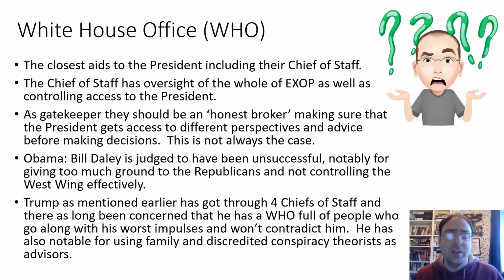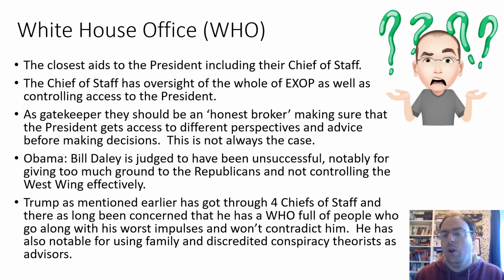Right at the centre of all of this is the White House office, and this involves the closest aides to the president, including their chief of staff. The chief of staff has oversight of the whole of EXOP, as well as controlling access to the president. As a gatekeeper, the idea is they should be the honest broker, making sure that the president gets access to different perspectives and advice before making decisions. And so the idea is that they should be fairly politically neutral. And essentially their job is to administer and to make things run smoothly. This, however, is not always the case.